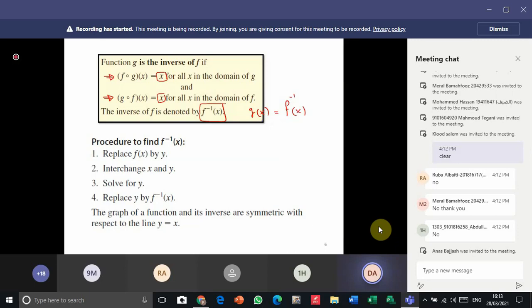So this is the main rule. F composite F inverse of X must be equal X, and F inverse composite F also equals X. Okay? Now, how can we find the inverse? Before that, any function that has an inverse must be one-to-one.